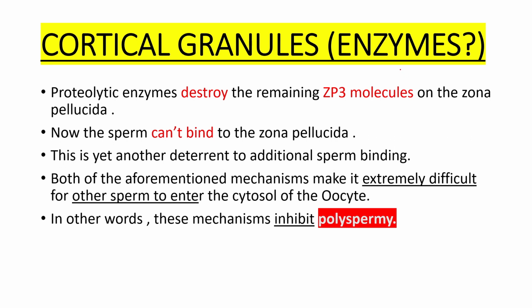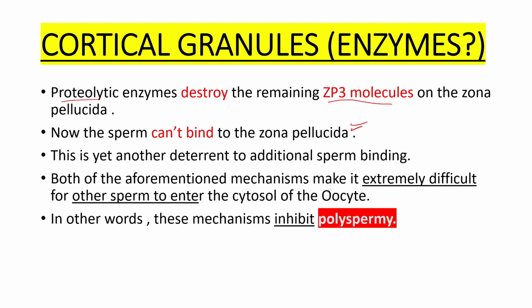So what are those enzymes which the cortical granules release? Proteolytic enzymes destroy the remaining ZP3 molecules on the zona pellucida. The proteolytic enzymes would digest the proteins. So those enzymes are known as proteolytic enzymes. They would digest the ZP3 molecules on the zona pellucida layers. Now the sperm can't bind to the zona pellucida, hence inhibiting the binding of other sperm. This is yet another deterrent to additional sperm binding.